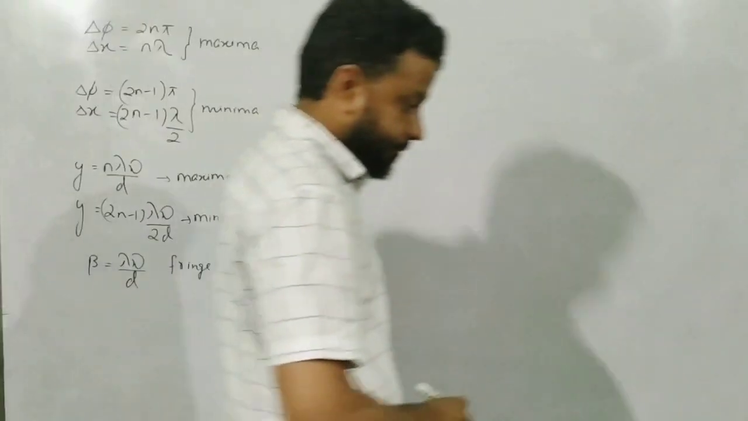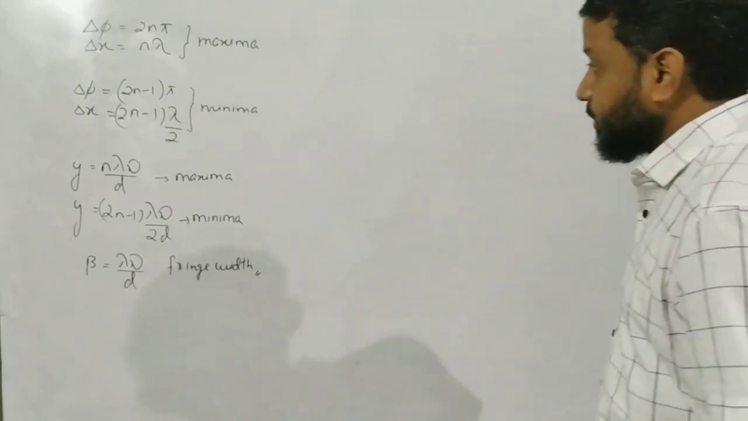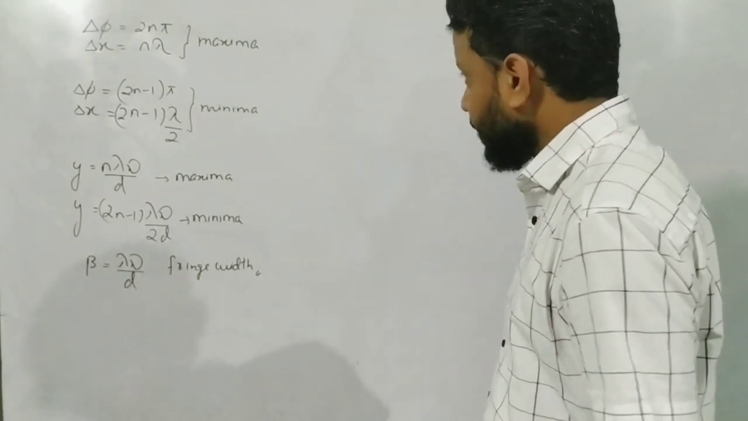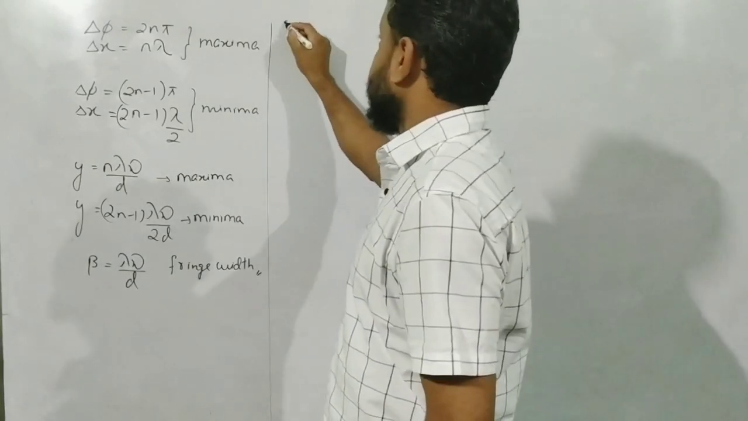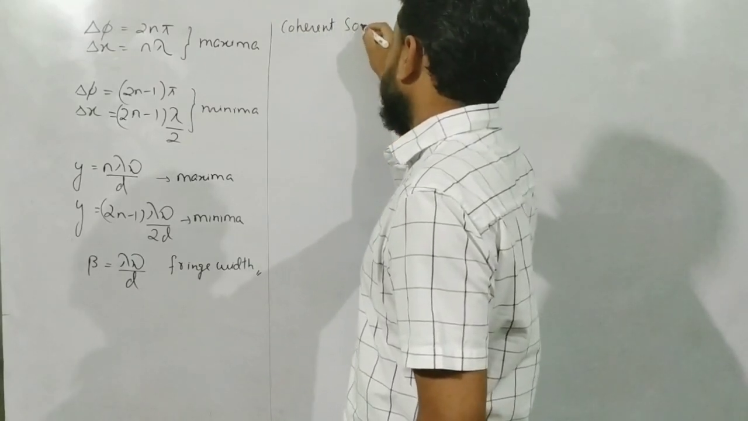Okay. Now let's try to understand from here. The 1 mark questions which we have to discuss now. So moving ahead, the first one is this. We will discuss this concept of coherent source. What exactly do you mean by coherent source?